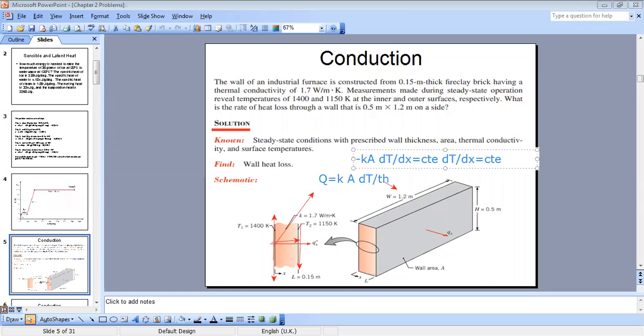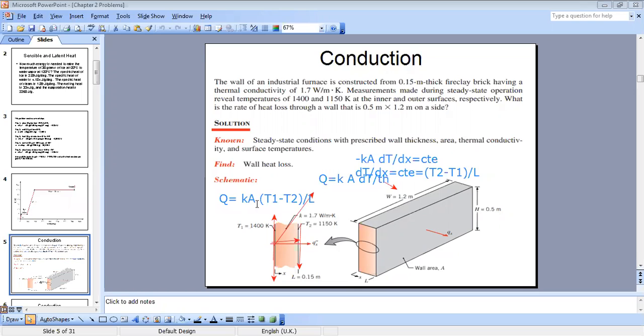And we can replace dT by dx by T2 minus T1 over L. But since we have a minus in the expression, minus dT by dx, when we replace in the equation we have T1 minus T2 over L. So if we go back to the heat flux, it will be equal to Q equals K times A times T1 minus T2 over the length L. And here everything is provided.